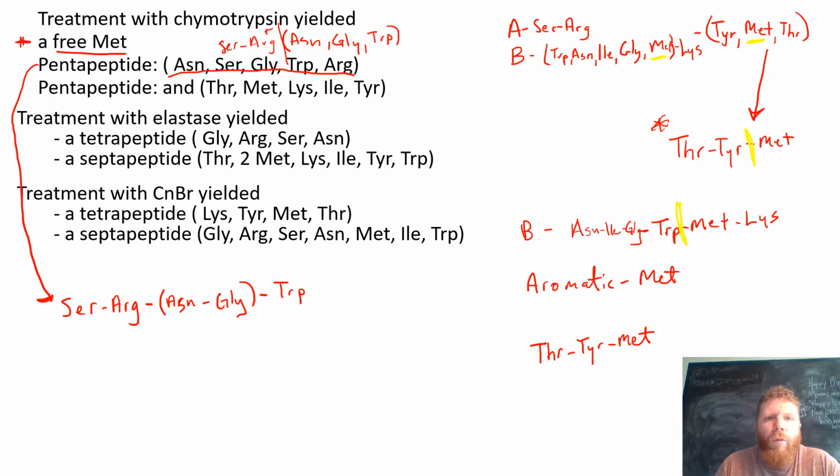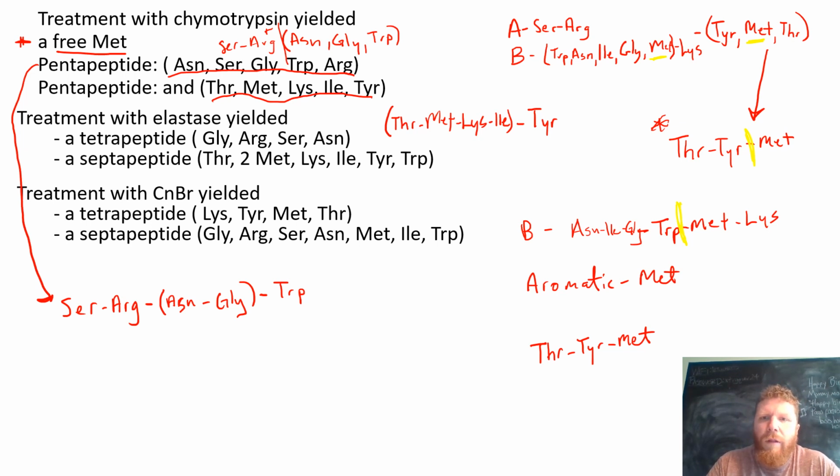Okay, now with our other pentapeptide, it reads threonine, methionine, lysine, isoleucine, and tyrosine. Okay, so this right here, we know at the very end of it is going to be TYR. And then it's just THR, MET, LYS, and ILE. Okay, how do we know that tyrosine is at the end? Because tyrosine is a bulky hydrophobic residue.